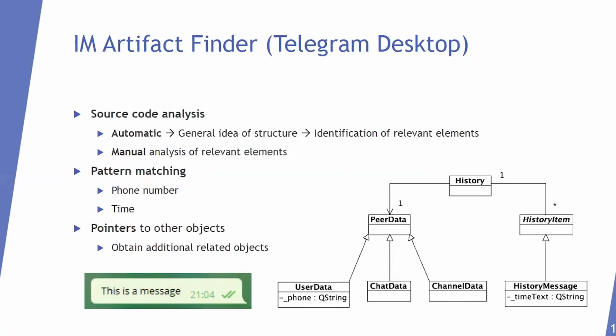Once we find user data objects and history message objects inside a process dump, we look inside them for pointers to other objects. And as we can navigate through RAM, we can obtain additional related objects. And since we have analyzed Telegram desktop source code, we know which pointers we have to follow in order to find relevant information, like the sender of each message and the conversation to which the message belongs.